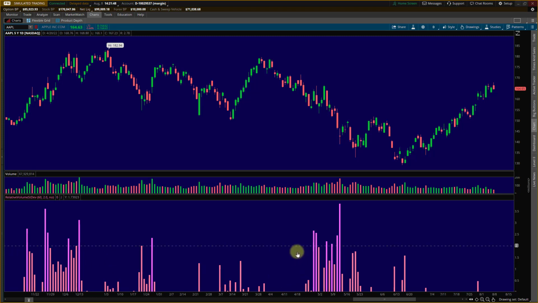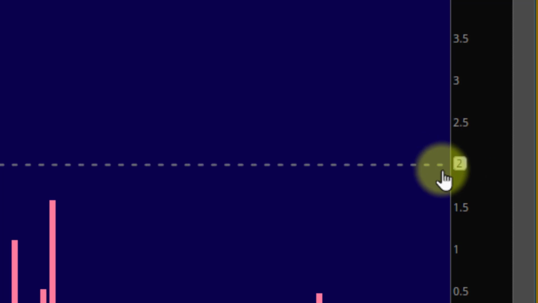Now what you're looking at is all of these bars are positive. They are all above average. But only some of these bars have broken the 2 standard deviation mark over here.